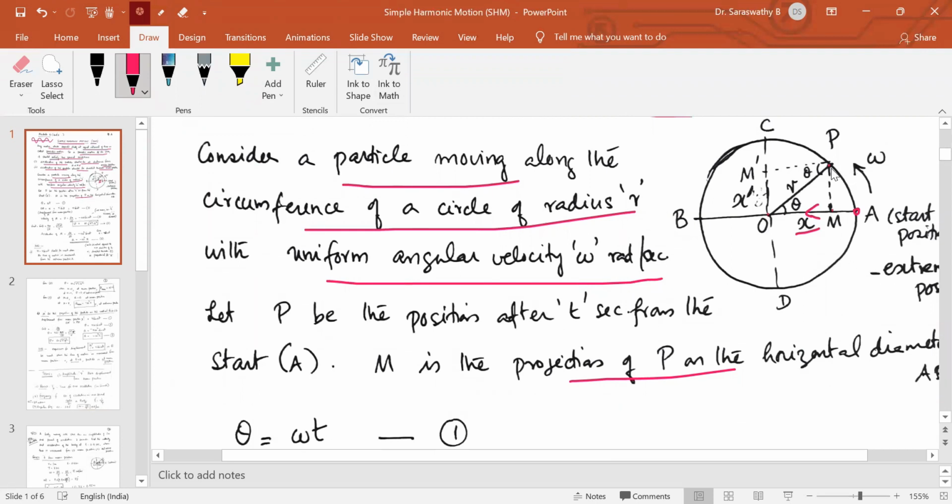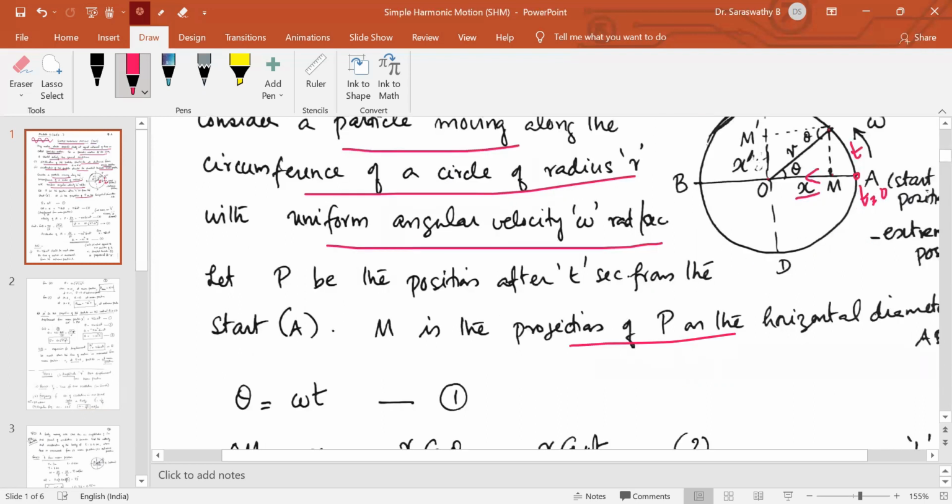So let us consider the point P. Its projection is M. It travels through angle theta, with angular velocity omega. Say from this extreme position, I count time t equal to 0. I count time t equal to 0 when this point is at A. And when the time is t seconds, it reaches point P. So what is theta? The angular displacement theta is equal to omega t.